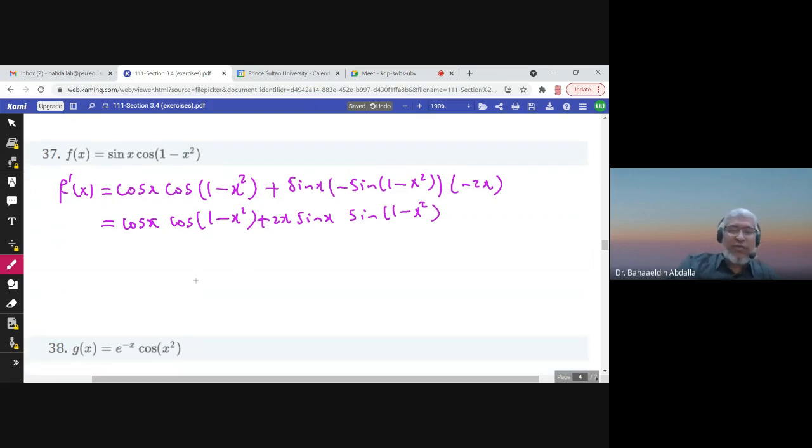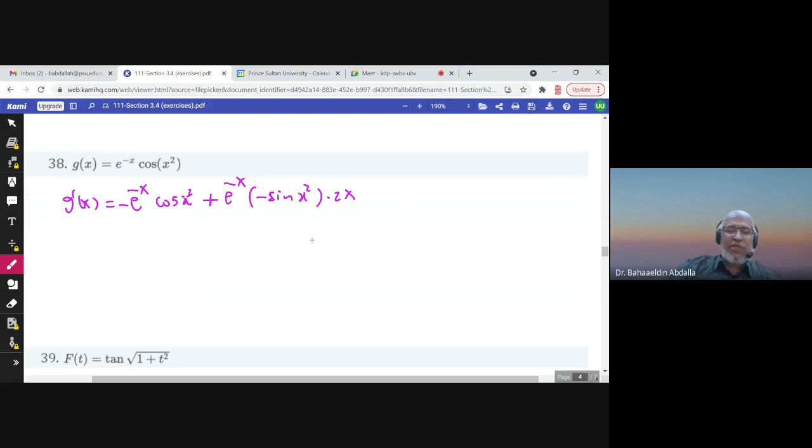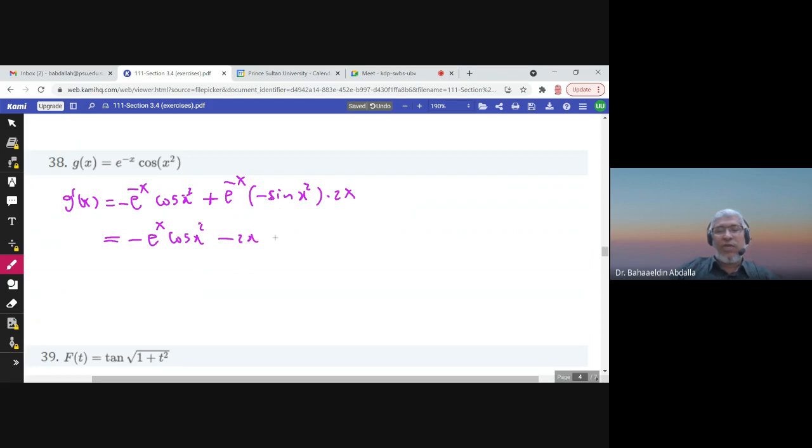This is the derivative. Here I have a product function. The derivative of e to the power negative x is e to the power negative x times the derivative of negative x, which is negative 1, times cosine x squared, plus e to the power negative x times the derivative of cosine, which is negative sine x squared, times the derivative of x squared, which is 2x, chain rule. So I can write it at the end as this one. The negative 2x, I can take it out, and I write it like this.